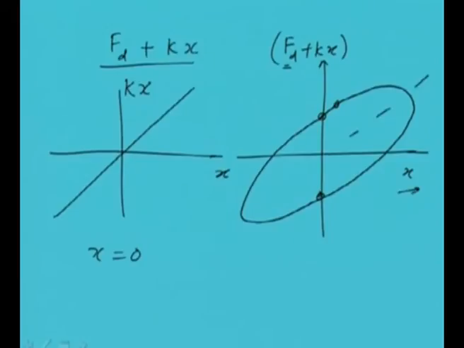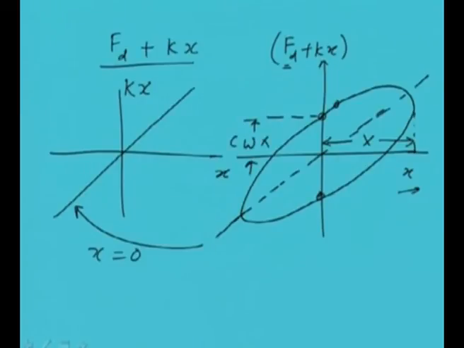where the major axis will be the same as this axis. And various points can be located, because if we see, this will remain the maximum amplitude, and these points are the same as the previous one, CωX. Okay, we are even able to locate these points.